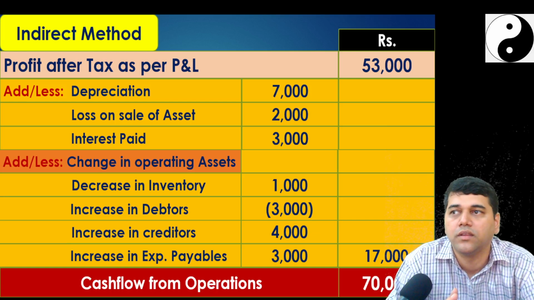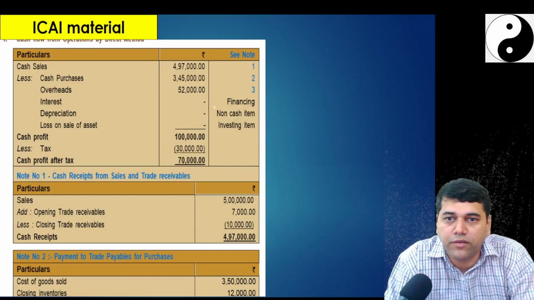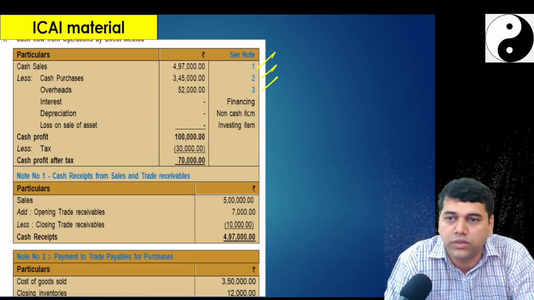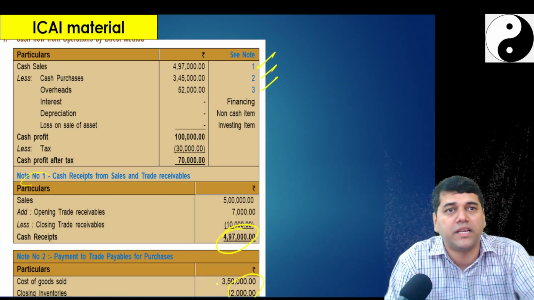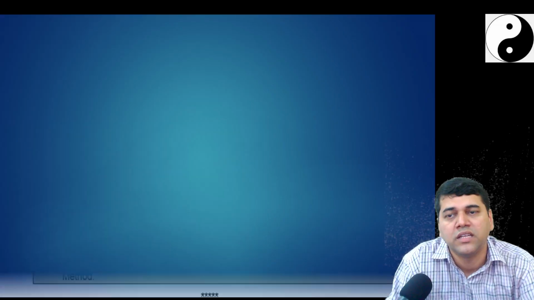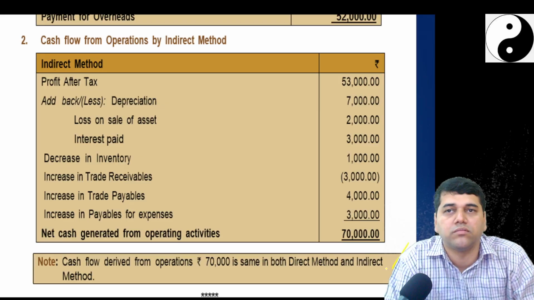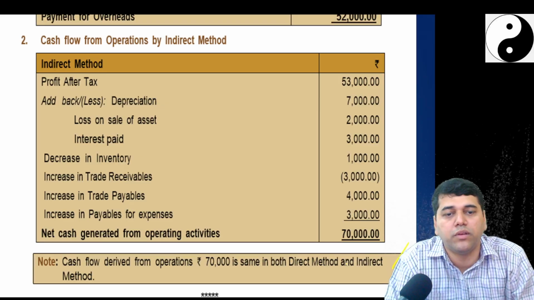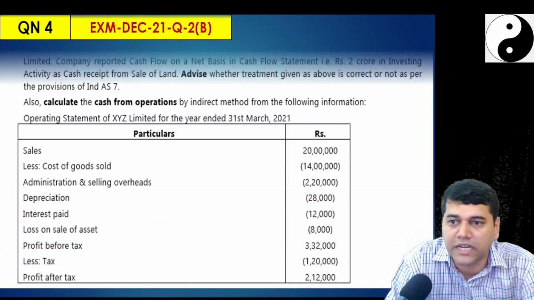Clear? Now the ICAI material, they have done this and given you working notes 1, 2, 3, with the same numbers you got on the face of the P&L account, this direct method, given in the working note. The indirect method, they have done here only. And they said that both will be the same. Are you clear? So if this question comes, you have to do it that way.